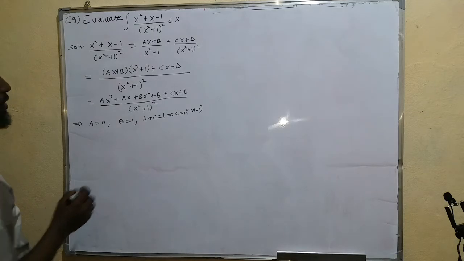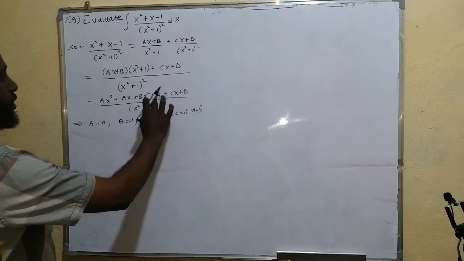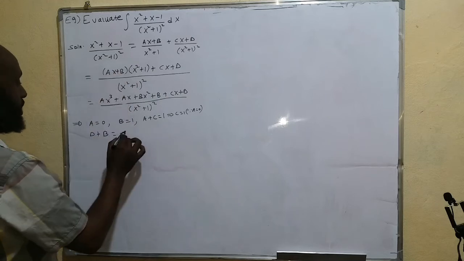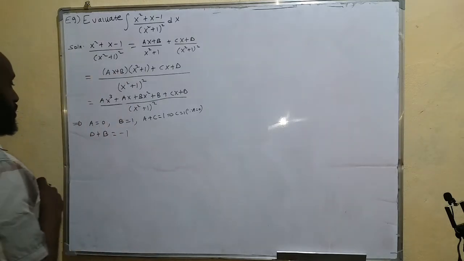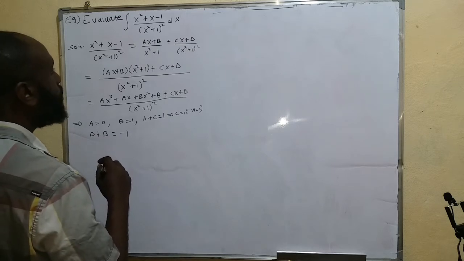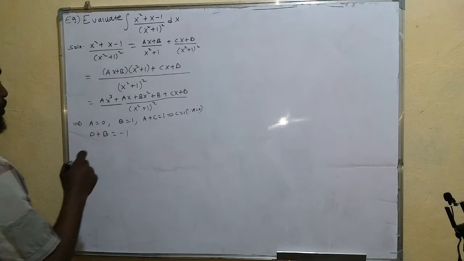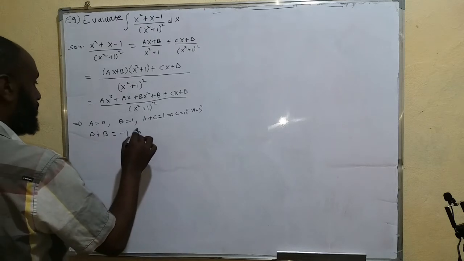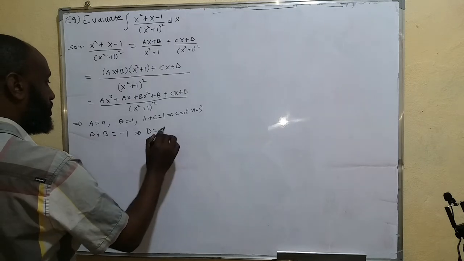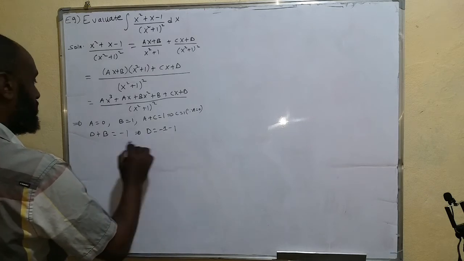And the last thing is the value of d. The values of d and b are the constants. Therefore, we have d plus b equal to minus 1. And the value of b is 1. Hence, the value of d is minus 1 minus b, where b is 1, therefore this is minus 2.